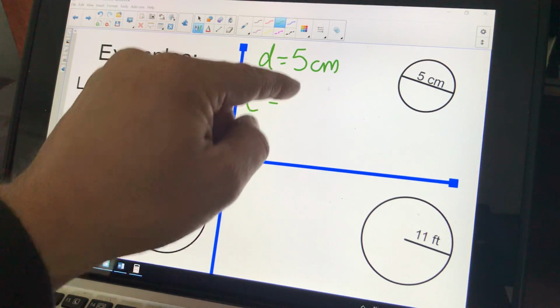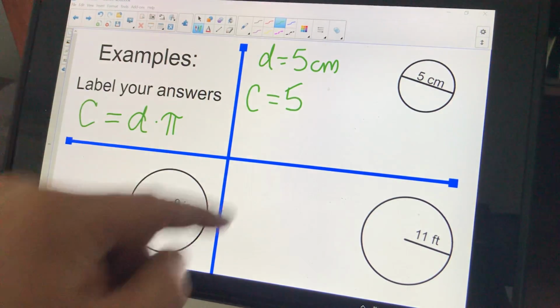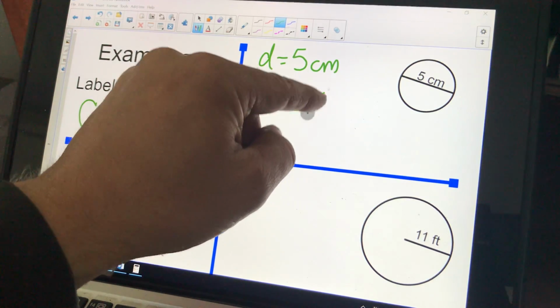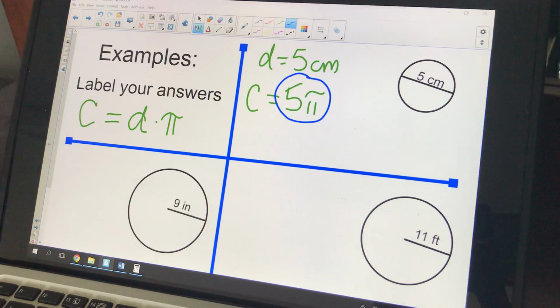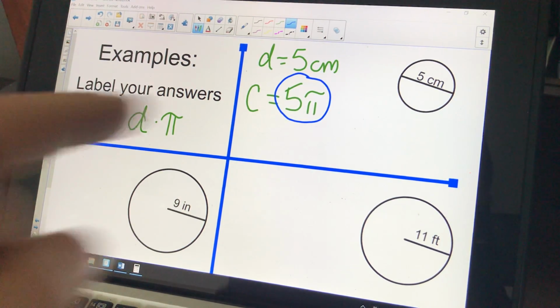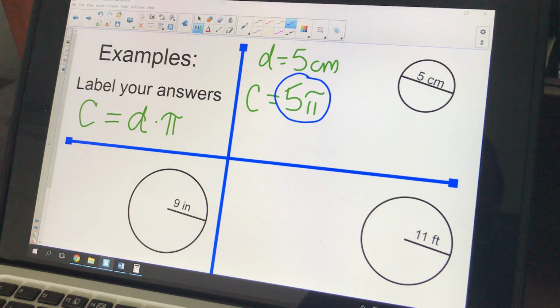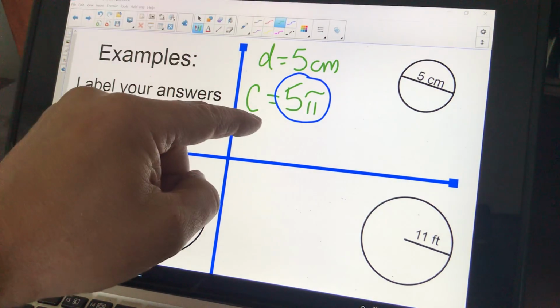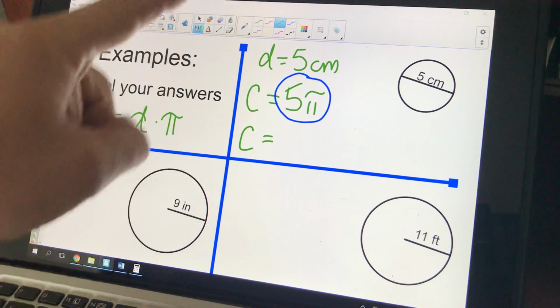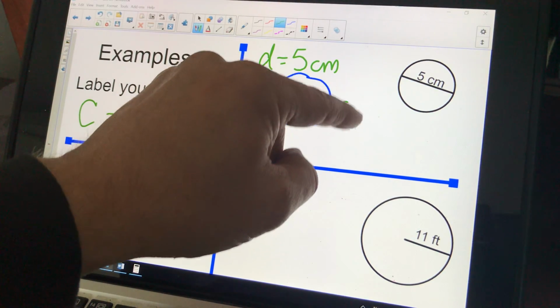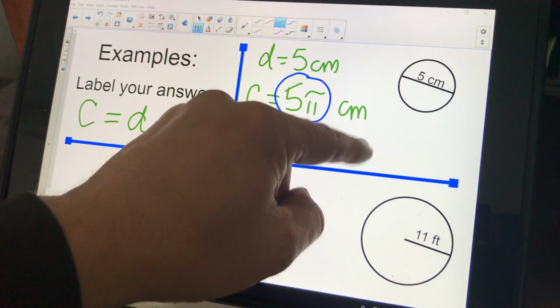Circumference equals diameter 5 times pi. And that is actually one of our answers, just writing it with its diameter and pi. You don't have to put a dot in between them. It just stands for multiplying. 5 pi, that is the circumference. Another way of writing it is actually multiplying those. And before I forget, I'm going to put centimeters because I said label your answers.